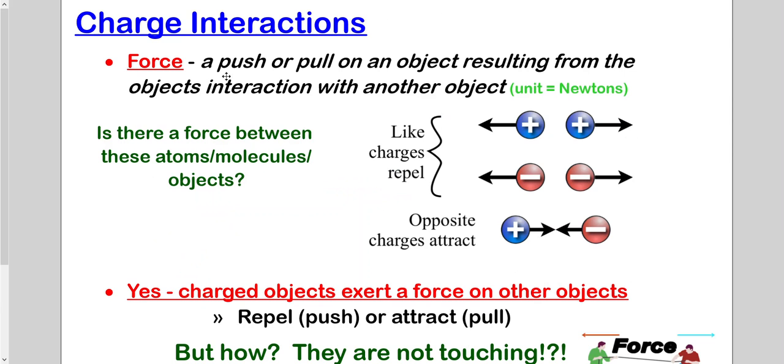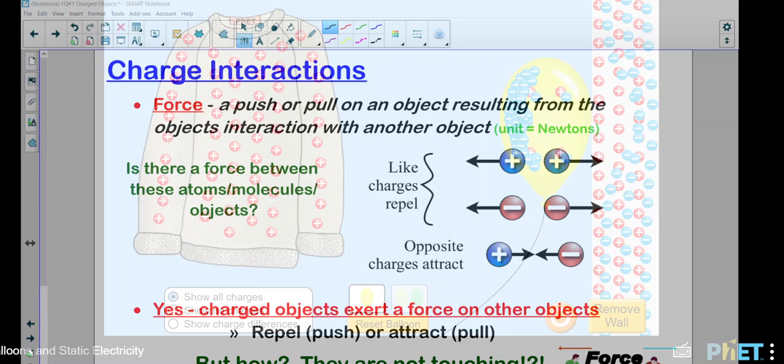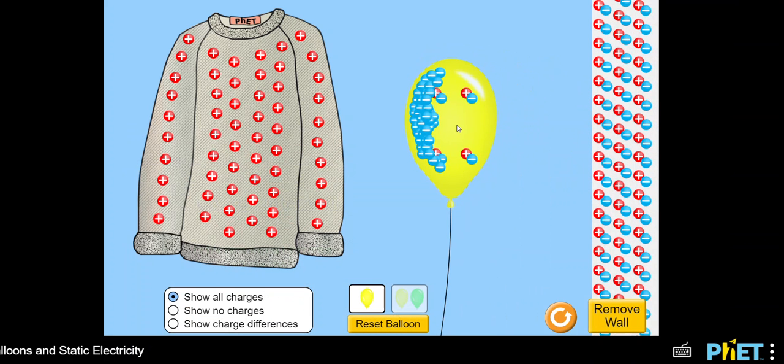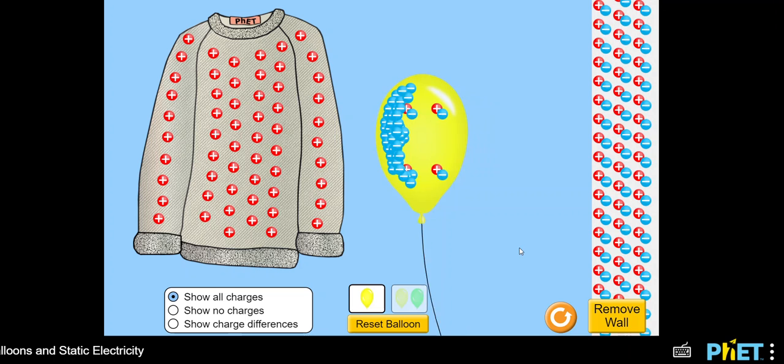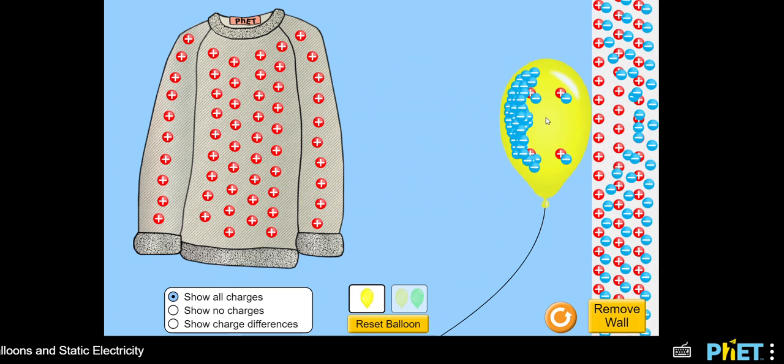Last thing we really want to talk about here is why does that happen? So a force we defined before, a force is just a push or a pull on an object that results when two objects are interacting. So why do positive charges move away from each other? Why do negative charges move away from each other? Why do opposite charges attract? Those are pushes and pulls, right? I mean, that's what's happening here. If I let this go, there is a force pulling these two objects together. Or there is a force holding these two objects together.